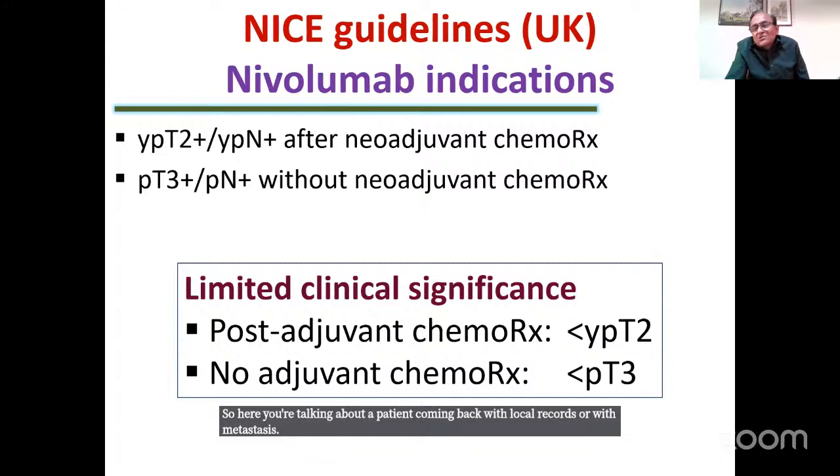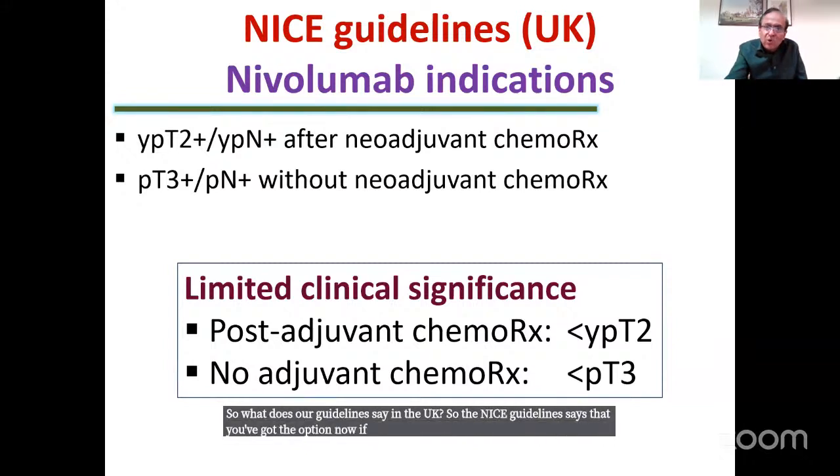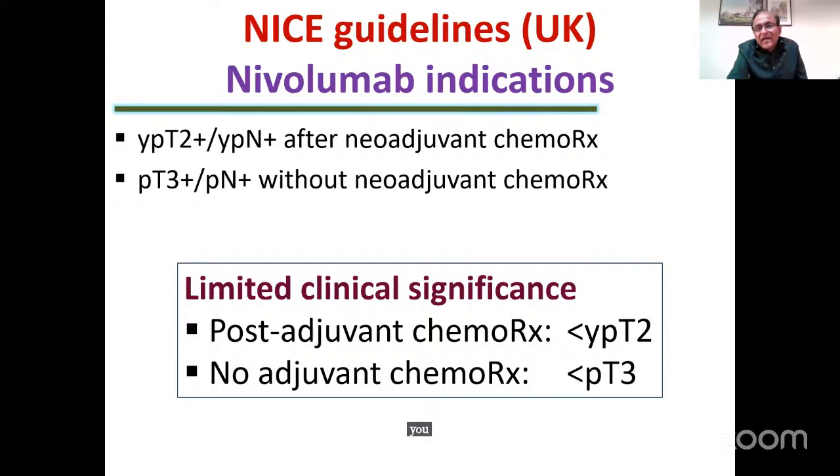So what do our guidelines say in the UK? The NICE guidelines say that if the patient has had neoadjuvant chemo, you've got the option of giving them checkpoint inhibitors, nivolumab. That is basically for T2 plus, because these are post-neoadjuvant T2 plus or node positive. Or if they have not received any neoadjuvant chemotherapy, then you give them checkpoint inhibitors if they have T3 plus. So that is what it means at present. If tomorrow the guidelines change, that's different.